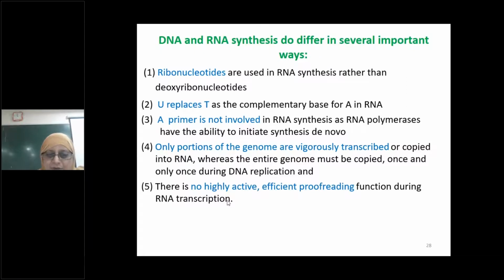And then there is no highly active, efficient proofreading function during the RNA transcription. So these are five important points that differentiate between RNA and DNA synthesis. They are the requirement of ribonucleotides, uracil replacing the thymine, and primer is not required. Then the whole portion of the DNA is not transcribed, and there is no efficient proofreading function for the RNA transcription.